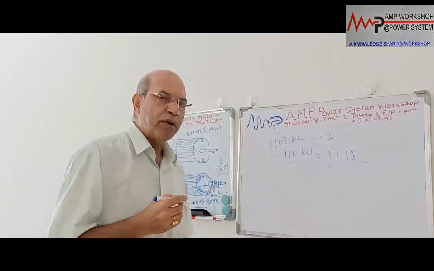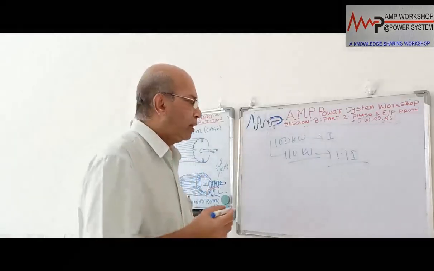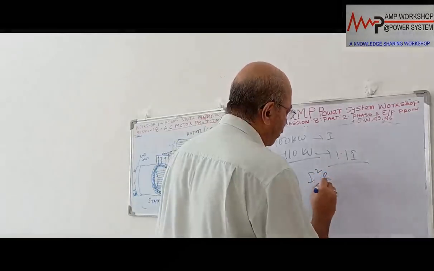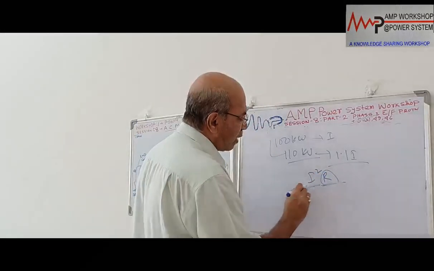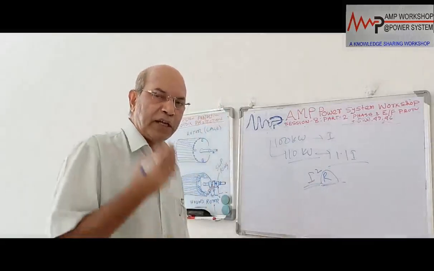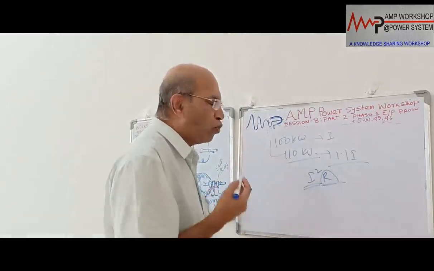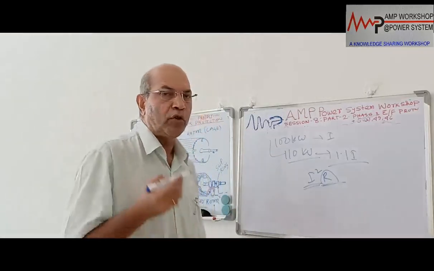So when it is taking more current, what will happen? We know there is motor heating. Heating is I square R, I square into R. The motor resistance is fixed. As you increase the current, automatically heating will be more and the temperature will go up. So overloading, what are the consequences? Due to overloading, insulation will be overheated.